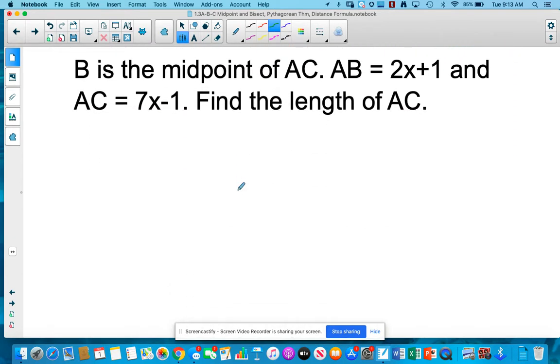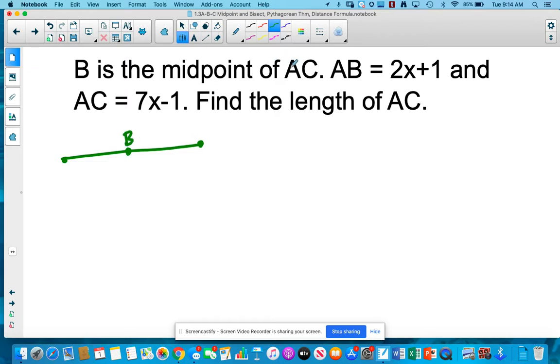All right, let's look at another example. B is the midpoint of AC, and AB equals 2x plus 1. AC equals this. Find the length of AC. They don't give me a picture, so I am actually going to draw my picture. So I know B is in the center. So I'm going to put a B here.